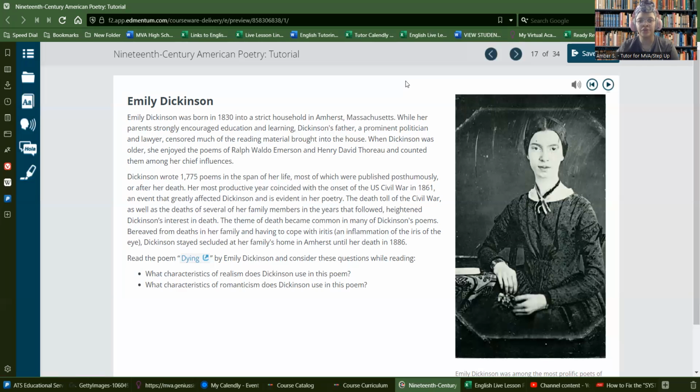There was a very high death toll for the Civil War, and a lot of her family members also died in the years that followed from lingering injuries and grief and lots of other things. So that heightened Dickinson's interest in death as a topic, and it became common in her poetry. I think most people who have read any poems from Emily Dickinson are used to the topic of death. And she pretty much stayed secluded in her family home until she died herself. So this poem is literally called Dying, so that fits within the theme.